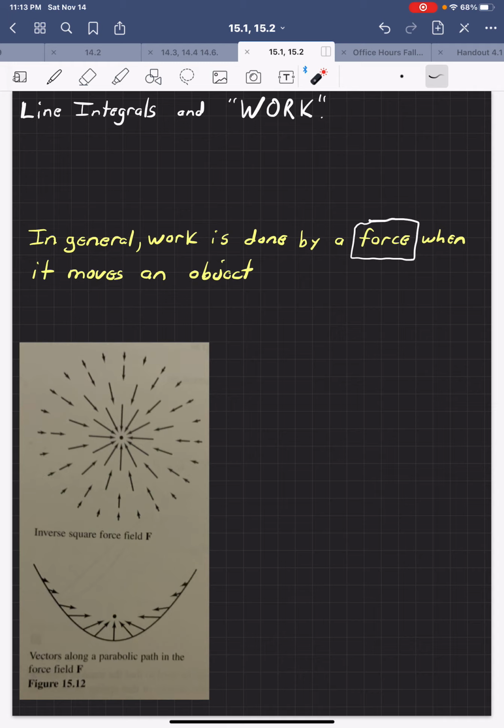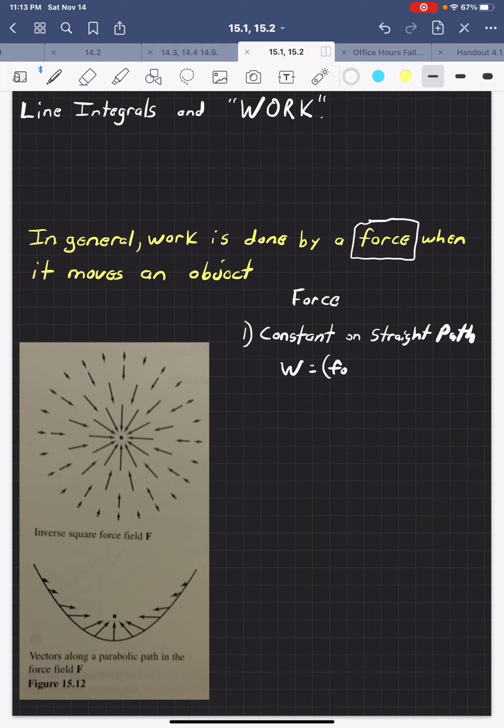But what we're going to see, well, actually, I'll tell you what I'll build us to get there. So, generally work is done by a force when it moves an object. And obviously that force could be a constant force on a straight path. And in scenarios like that, work is fairly easy to calculate. Work is just calculated by the force multiplied by the distance.